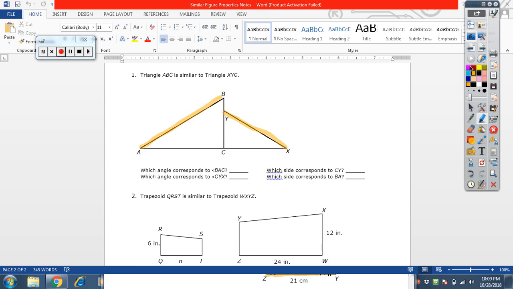We know those match. And we know if they match, then this bottom side matches this bottom side, and that this up and down side matches the up and down side on the other triangle. It is okay that they're the same side.